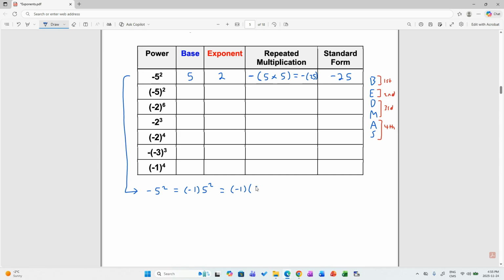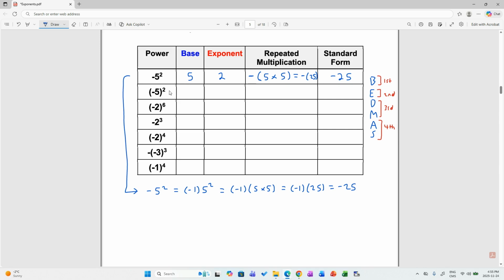5 squared is just 5 times 5. So now I simply have an invisible negative 1 multiplying by 25. And now I can apply my division or multiplication rule, which comes third. So in this case, negative 1 times positive 25 is negative 25. And that's the reason why, if I have negative 5 squared, the base is simply 5, and I simply multiply 5 by itself however many times the exponent tells me to, and I just leave the negative on the outside and apply it right afterwards.